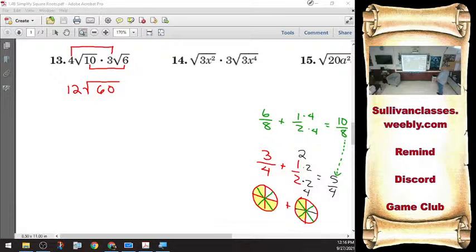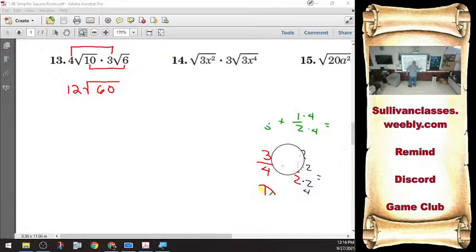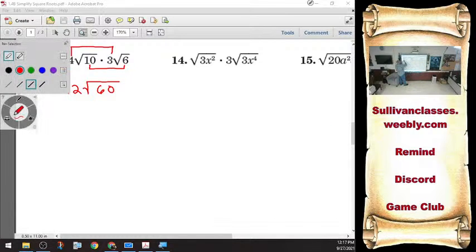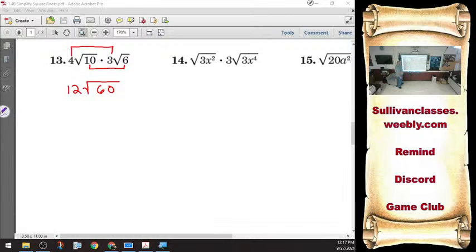Okay. I need to simplify this the same way that I did fractions all the way back in elementary and middle school. Option 1, I go to my perfect square list. 1, 4, 9, 16, 25, 36, 49, 64, on and on and on.